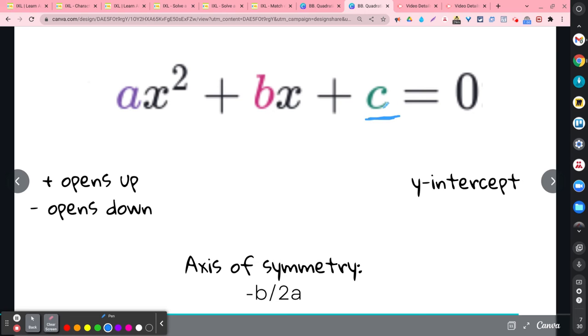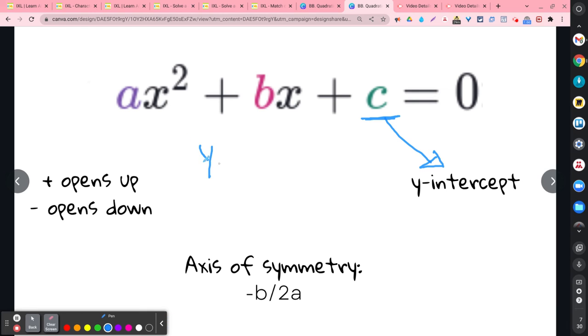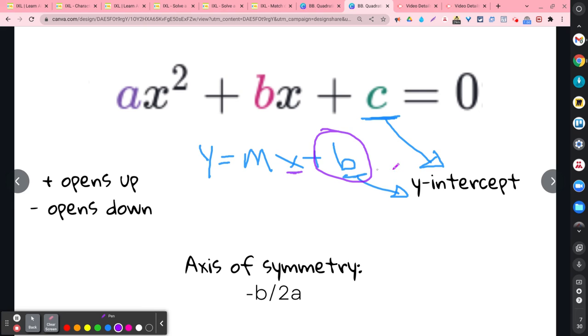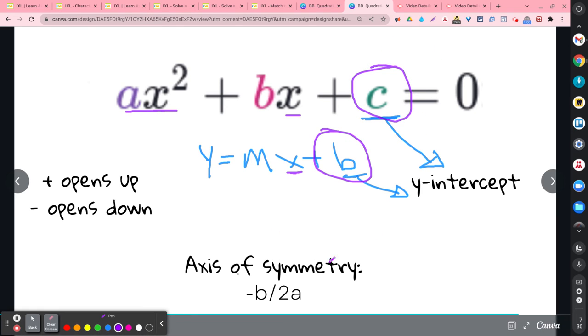Okay, the other super important thing is that you need to memorize that this is your y-intercept. If you remember y equals mx plus b, remember how b was the y-intercept? That's for a linear equation. Well, c is the y-intercept for a quadratic equation. It's actually the same idea because it's the constant, the number that is by itself and not being multiplied by a variable. This is being multiplied by a variable, and so is this one. So this is called a constant because it's just a number by itself, and that is your y-intercept. Memorize that. It's going to be on a test.